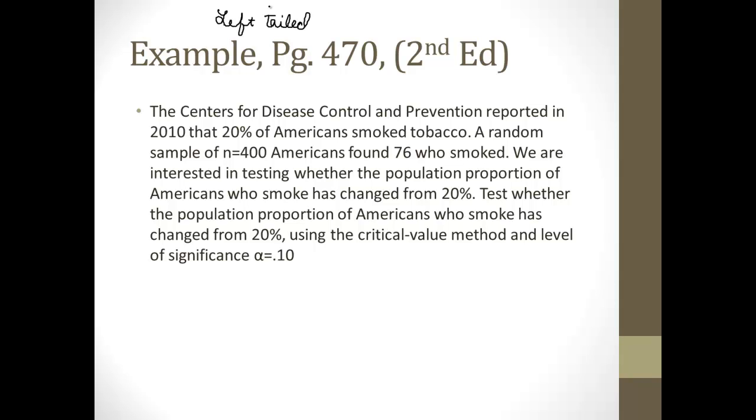So this one, the Centers for Disease Control and Prevention reported in 2010 that 20% of Americans smoked. So our initial p is 0.2. Our n, because we have a random sample of 400, is 400. And our p hat is going to be the 76 out of the 400, and that equals 0.19. So we have a decrease. So this is left-tailed.